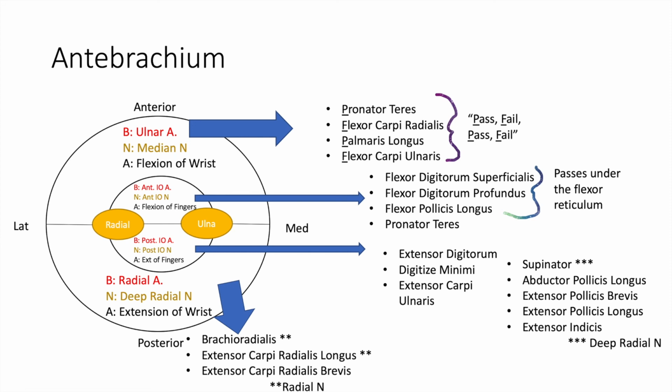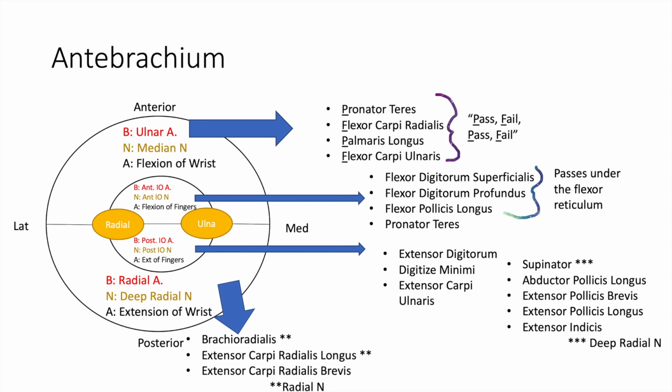The deep anterior muscles are flexor digitorum superficialis, flexor digitorum profundus, flexor pollicis longus, and pronator teres. And the first three, not pronator teres, pass under the flexor retinaculum. So if that gets pressed down on by the flexor retinaculum due to inflammation, that would be carpal tunnel syndrome. The blood and nerve supply are the anterior interosseous nerve and artery. And the action is flexing the fingers.